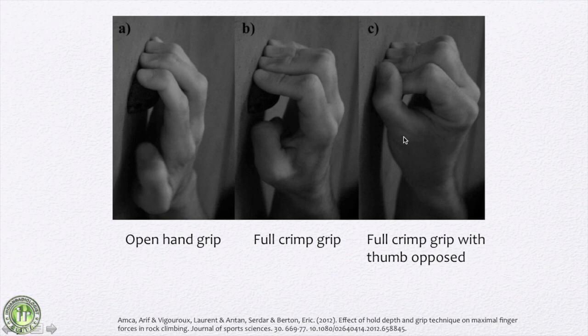because whenever you oppose the thumb on the fingers, the amount of tension that is exerted on the tendons and the pulleys is reduced. And hence the chances of pulley injuries are less as compared to only full crimp grip. So for all the rock climbers out there, and for all the people who are interested in rock climbing, make sure you use the open hand grip or the full crimp grip with thumb opposed, not just the full crimp grip.